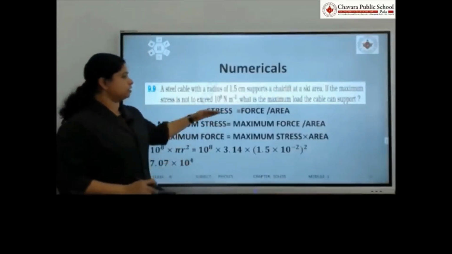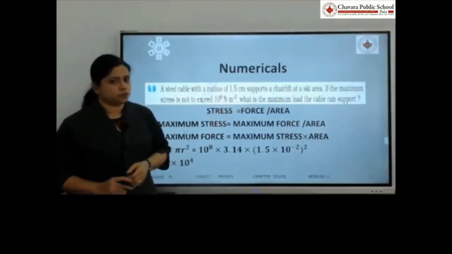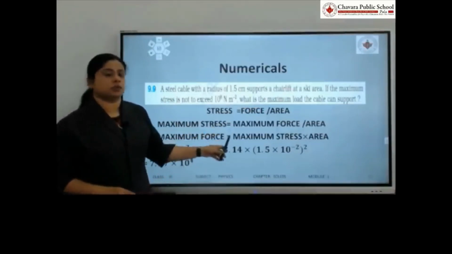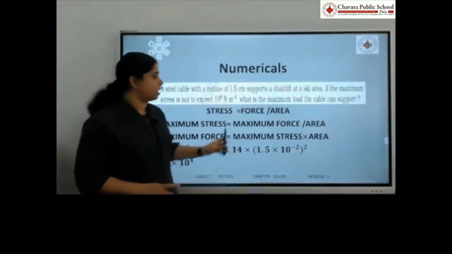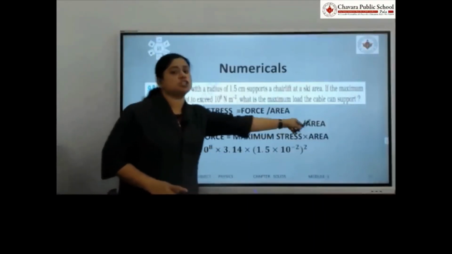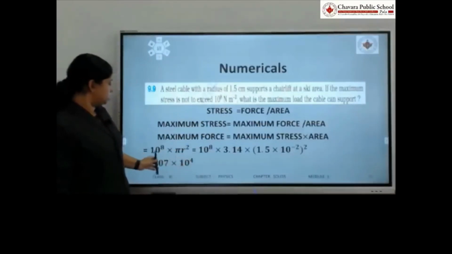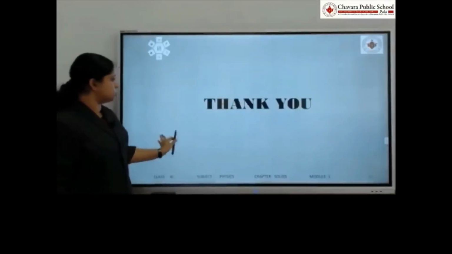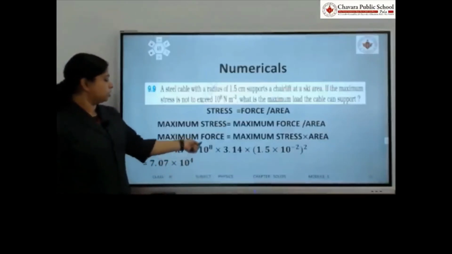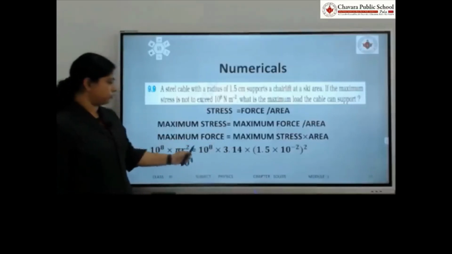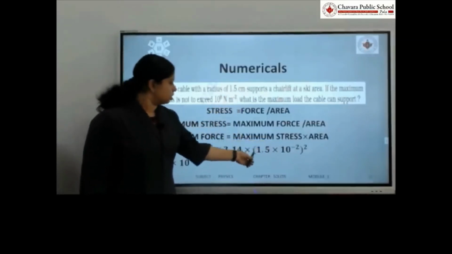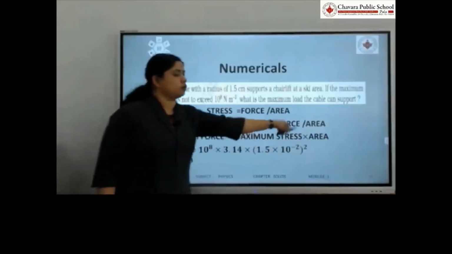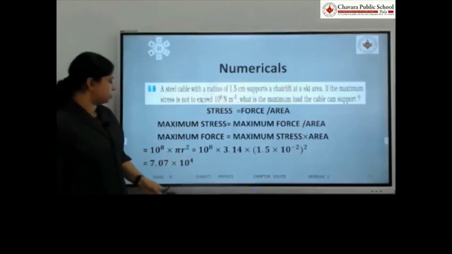We know the relation stress is equal to force by area. Therefore, the maximum stress is equal to the maximum force by area. The maximum force or maximum load that can be applied to a body is equal to maximum stress into area. The stress is 10 raised to 8 Newton per meter square, and the cross-sectional area of the cylinder is pi r square. So, 10 raised to 8, pi value 3.14, radius is 1.5 centimeters, represented in meter as 1.5 into 10 raised to minus 2 meter, the whole square. The answer is 7.07 into 10 raised to 4.